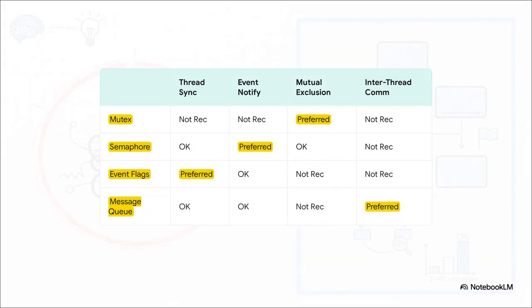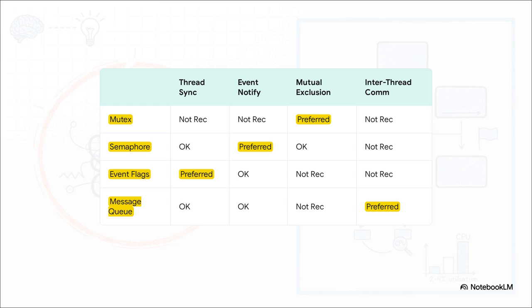This table right here, this is your cheat sheet. Let's walk through it real quick. Let's say you need to protect a shared resource, maybe a communications port. You look under mutual exclusion and boom, a mutex is the preferred tool. What if you just need to signal that something happened? Like, hey, new data is ready. For event notification, a semaphore is your go-to.